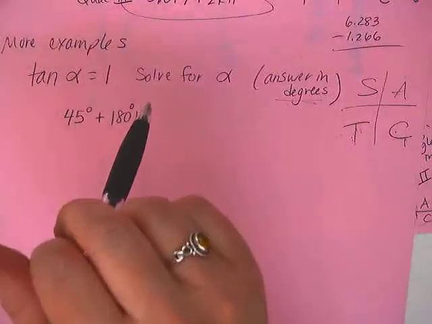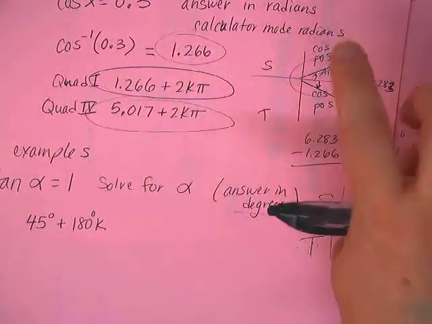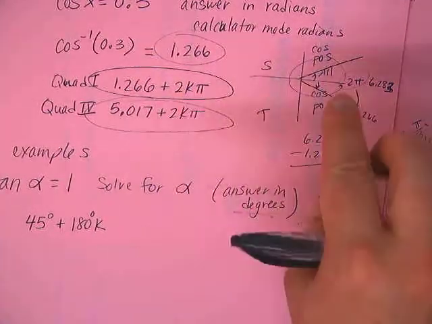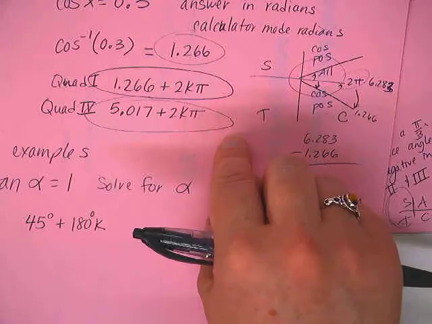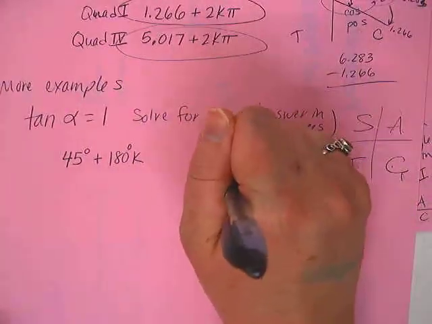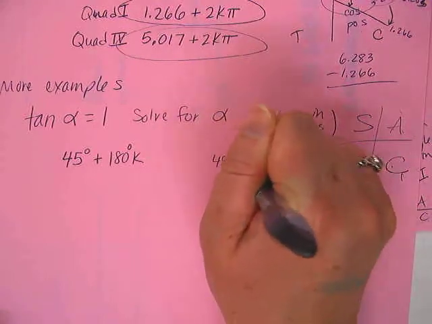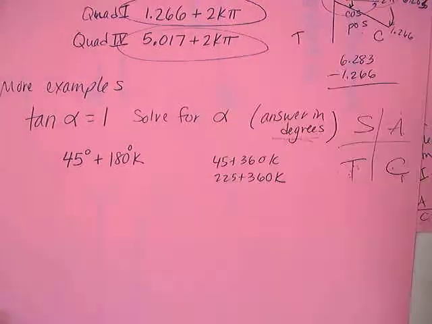Because the whole reason that ends up being different than the cosine one, because remember with cosine, when we did this problem, we found quadrant 1 and then it was plus 2k pi, and we did quadrant 4 and it was plus 2k pi. So why didn't we separate it this time too? So like 45 plus 360k and 225 plus 360k.